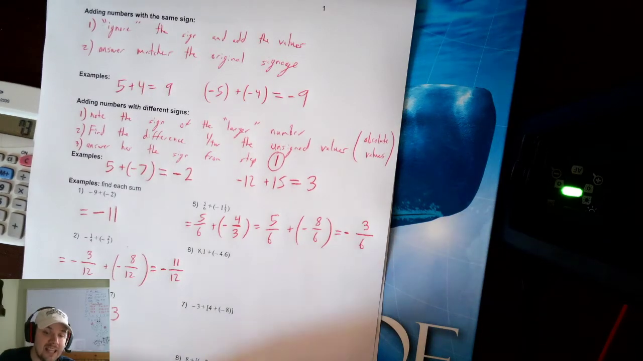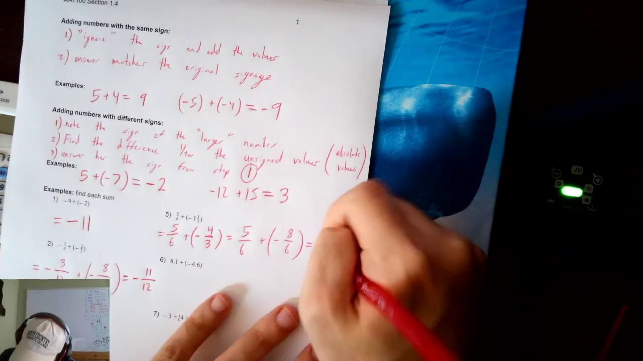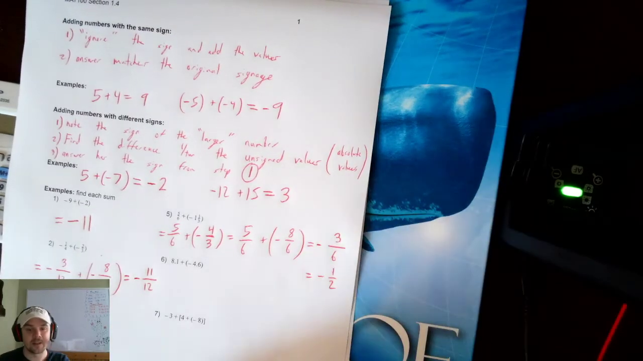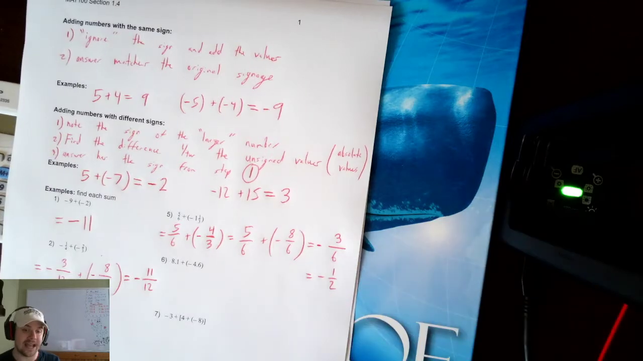Notice I went piece by piece. I have one last step, and that's to reduce, because 3/6 reduces to 1/2, right? So my answer is negative 1/2.